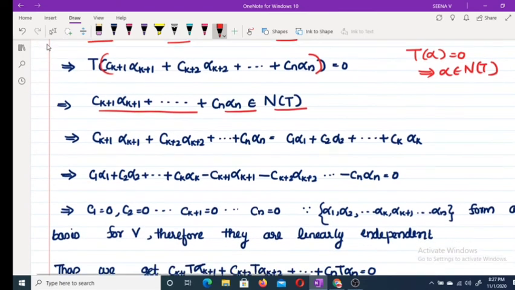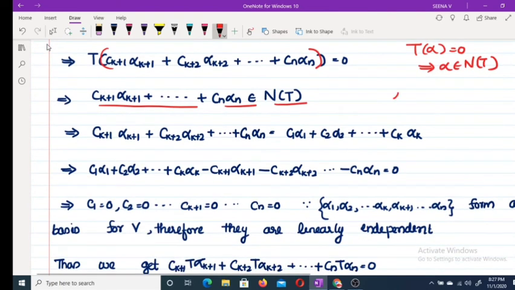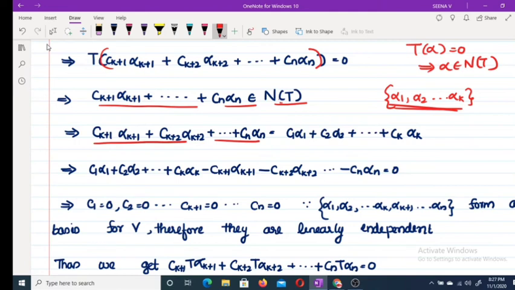Now, we know that alpha 1, alpha 2, etc., alpha k is a basis for N(T). Therefore, if you take any alpha belonging to N(T), that alpha can be written as a linear combination of these elements. Because this belongs to N(T), you can write this as a linear combination of alpha 1, alpha 2, etc., alpha k, and the coefficients I am marking as c1, c2, etc., ck. Now if you take this to the right side, we get c1 alpha 1 plus c2 alpha 2 plus etc. plus this one equals 0.